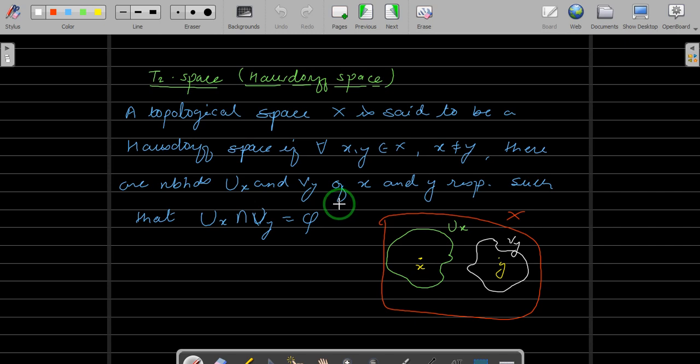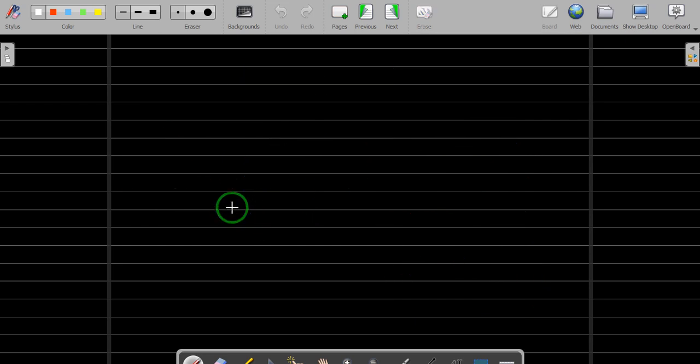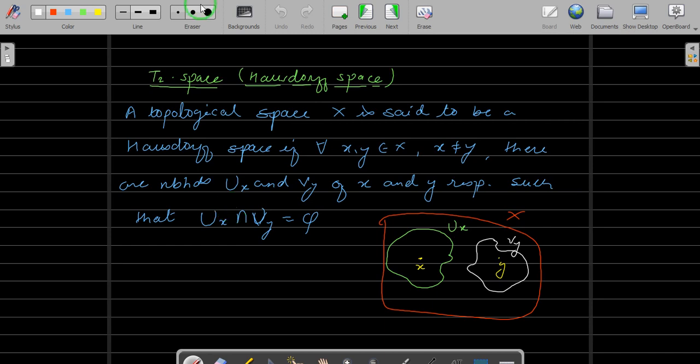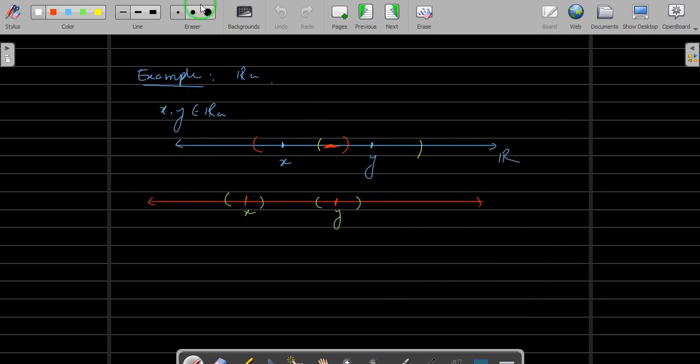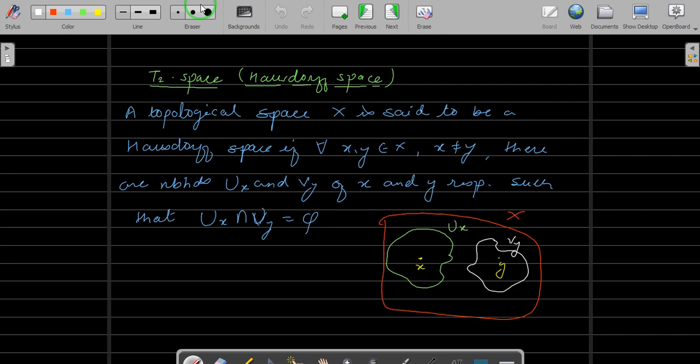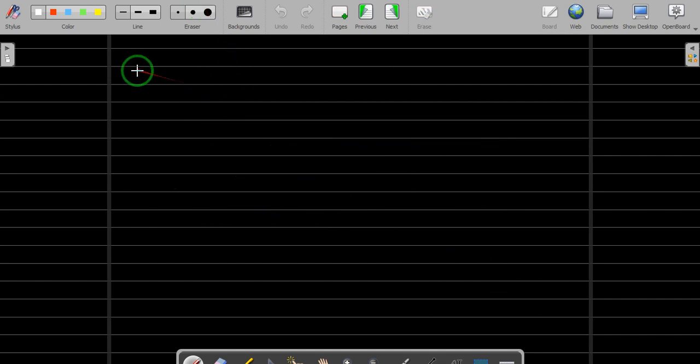Alright, now here also we can convert this definition into basis. Here what it says is there exist neighborhoods Ux and Vy of x and y such that their intersection is empty. But we can go one more step further and say there exist basic neighborhoods. Okay, let us take that as an example. An example of a T2 space we can take is R with the usual topology, and explain why it is a T2 space. Let us consider this example.